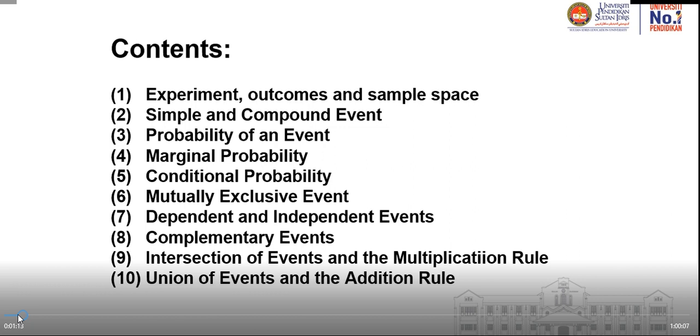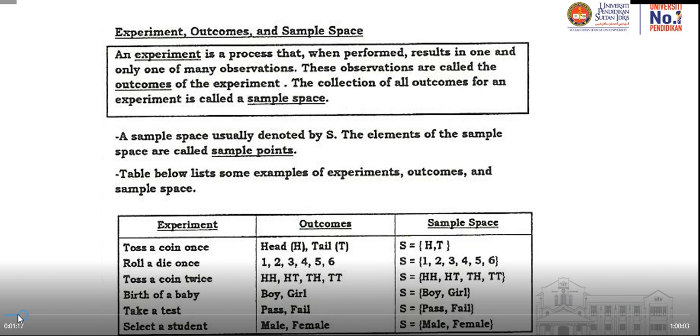So basically, there are quite many things that you need to know from the first part. Okay, because this is a basic concept. Let's look at the first part: experiments, outcomes, and sample space.